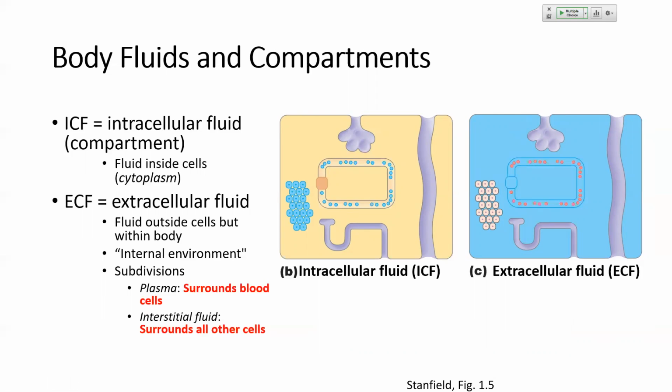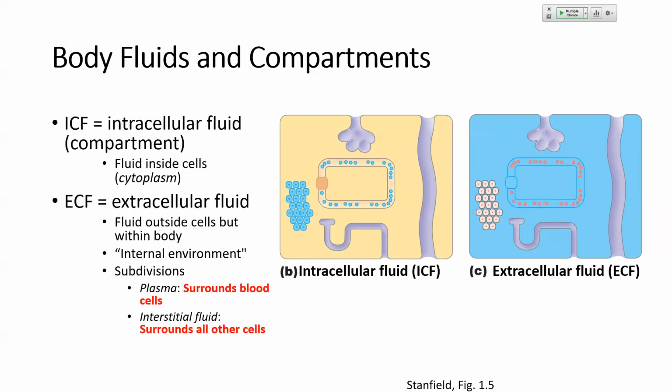The second major compartment is the ECF, or the extracellular fluid. And this is all the fluid outside of our body cells. Okay? Now, this fluid compartment is further divided into plasma, which surrounds our blood cells. Again, looking inside of our vessels, there's plasma, the fluid that's around our red blood cells. But then there's also interstitial fluid. That's the fluid that's around all of our other cells. Again, liver cells, muscle cells, bone cells, etc.